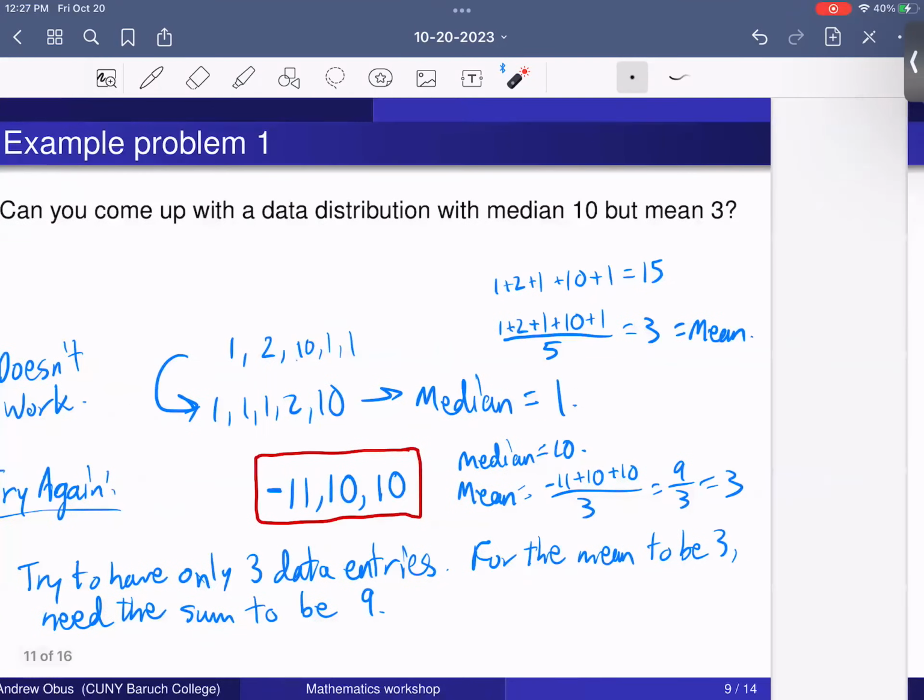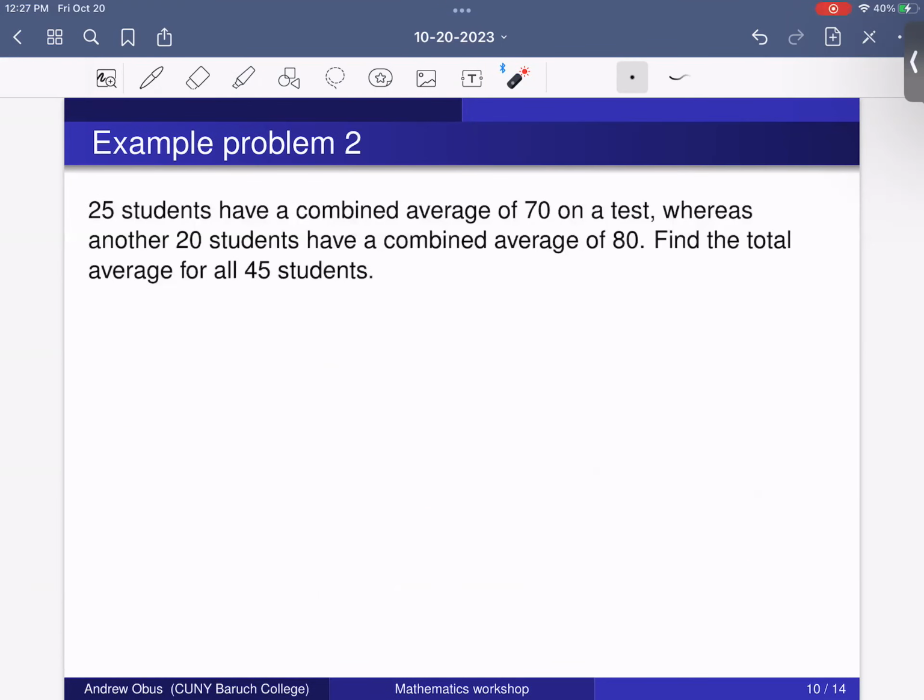Okay, so let's do another problem. This is a little bit at what Ed maybe was asking about earlier. Let's say that we have 25 students with a combined average of 70 on a test, and another 20 students have a combined average of 80. We want to find the total average for all 45 students. Now, that doesn't mean the 25 students each got a 70. It just means their average is 70. But I claim what we have here is enough information to find the total average for all 45 students.